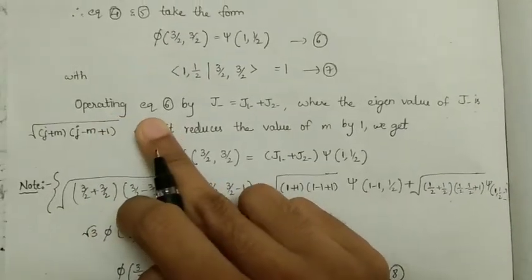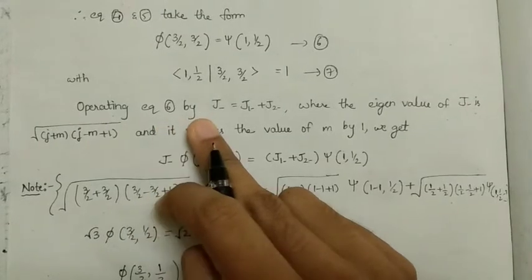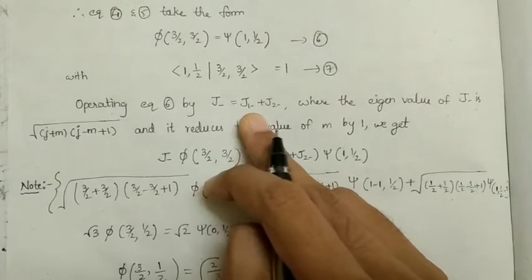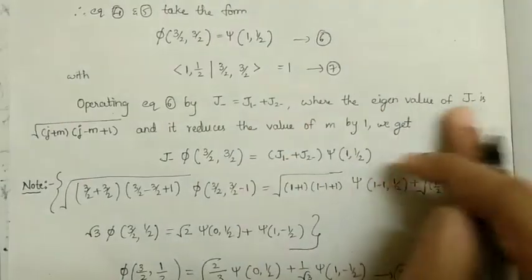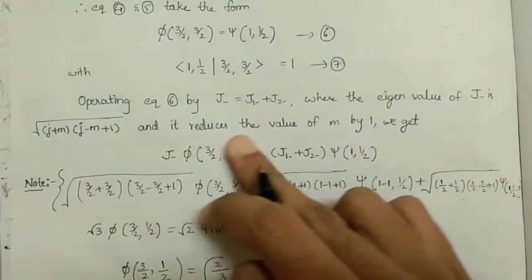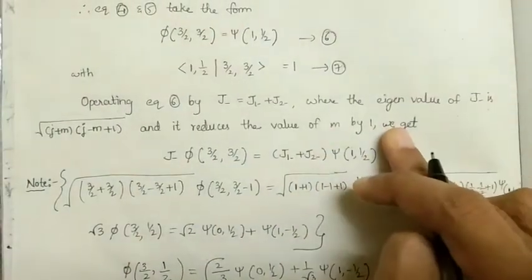Now the next thing is operating equation 6 by j minus, that is equal to j1 minus plus j2 minus, where the eigenvalue of j minus is root over j plus m into j minus m plus 1, and it reduces the value of m by 1, we get.